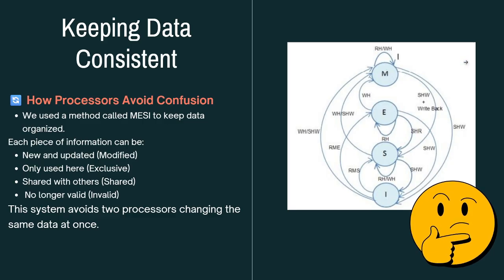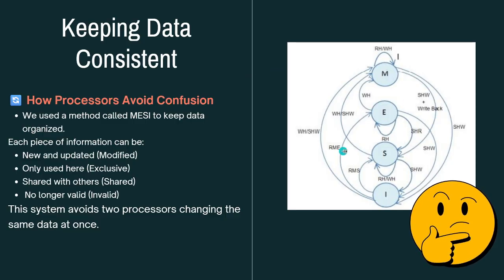Imagine four people solving a big puzzle. Each takes a corner, but if they move the same piece at the same time, it won't fit at all. Processors face the same problem when they share memory, so they need clear rules to cooperate. So we used a method called MESI to keep data organized. Each piece of information can be Modified, from the letter M; Exclusive, used only here; Shared with others, from the word shared; and no longer valid, from the word Invalid, which begins with I. So basically, the system avoids two processors changing the same data at once.